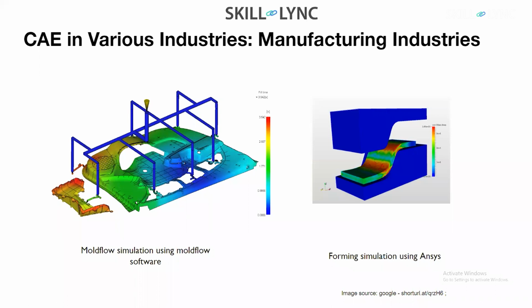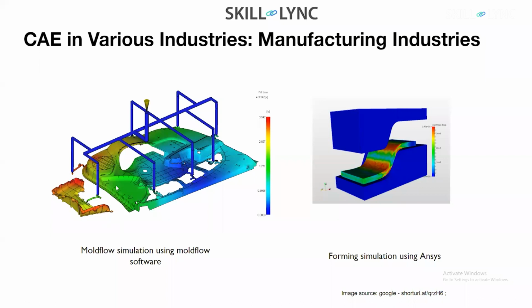Now how are plastics manufactured? They're manufactured using injection molding. This is an example of an injection molding tool, which is used to manufacture this particular side trim panel. So again, this is a very good application of how CAE can be used in real life.